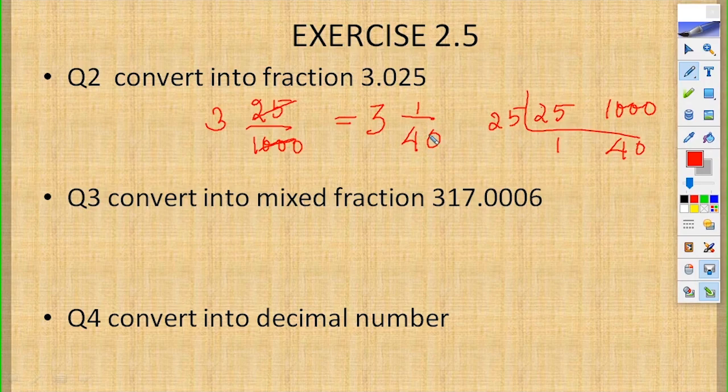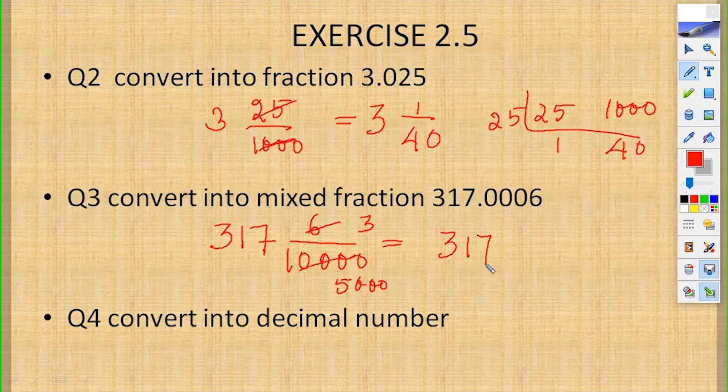Convert into a mixed fraction 317.0006. Again, the whole number part or the integral part, I am not doing anything. Let it be there. 0.0006, I will write 6 by 10,000. 1, 2, 3, 4, so it is 10,000. Again to the lowest form, I can cancel. I'll get 3 by 5,000. So the final answer is 317 and 3 by 5,000.